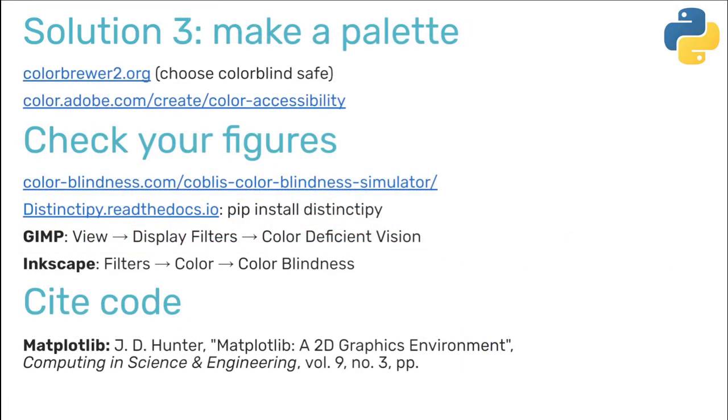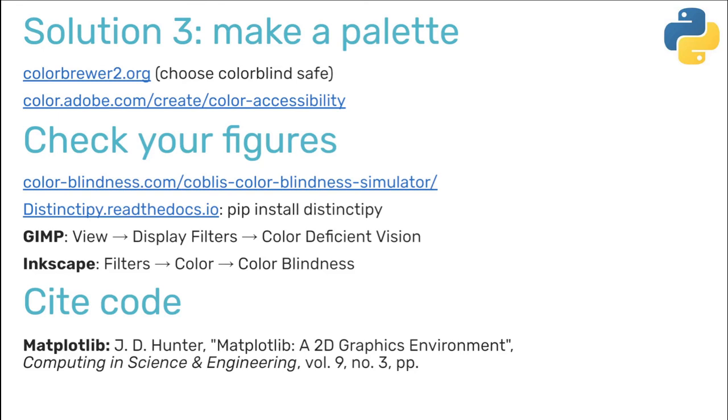I think that Amanda, you also have some websites, so maybe you can send me a link later. But very good is ColorBrewer 2, and also from Adobe, they have a new feature. You can go to color accessibility. That is very fun to use.